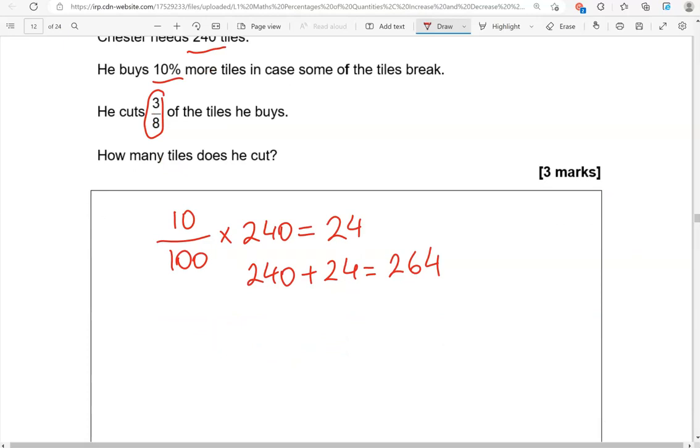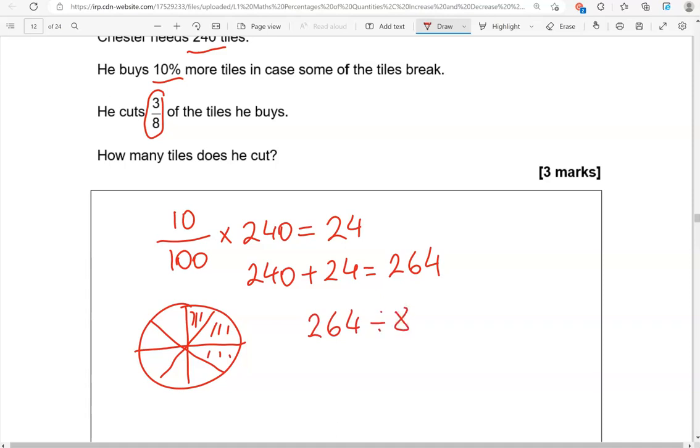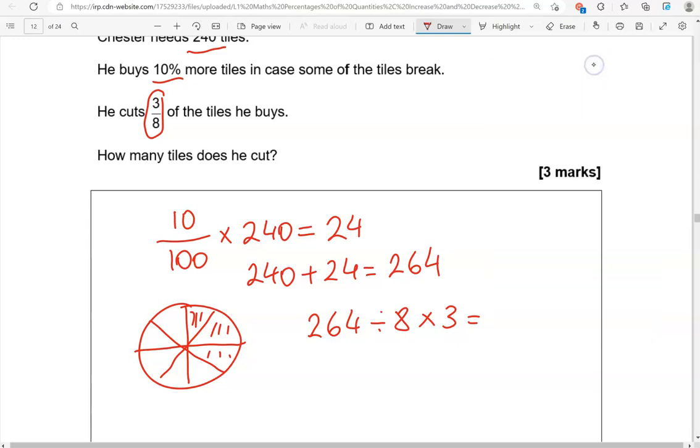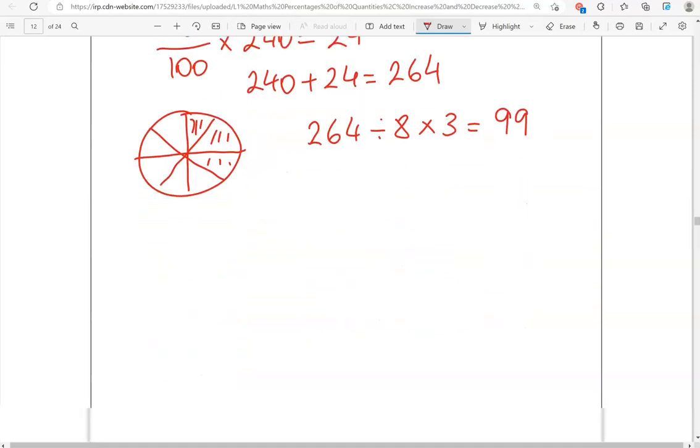He cuts 3/8 of the tiles that he buys. So what is 3/8? That looks like this. 1, 2, 3. So we'll divide 264 by 8 and then multiply it by 3. So 264 divided by 8 times 3 gives us 99. So he cut 99 tiles.